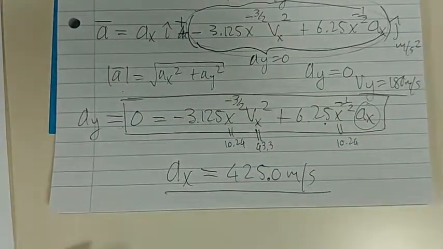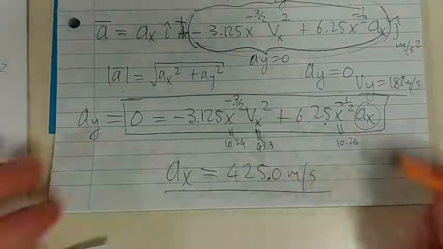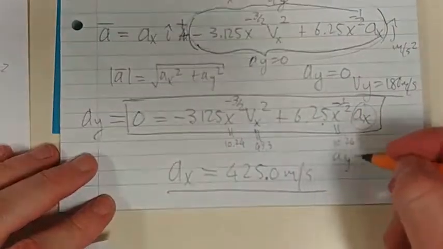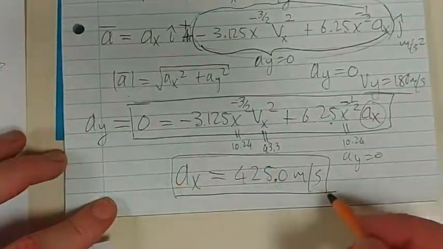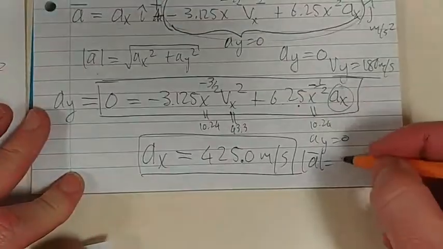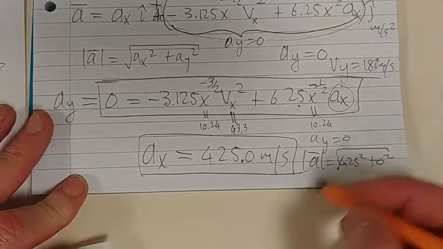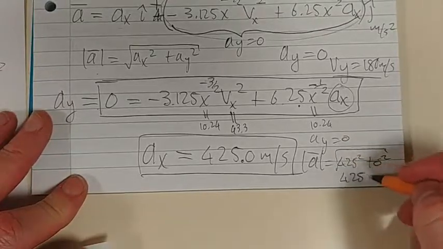Again, you'll probably see that is quite off from the answer in the back of the textbook. But please forgive my initial mistake. Hopefully you're getting the big picture. And we know that ay is 0, so that is our magnitude. The magnitude is the square root of 425 squared plus 0 squared, which is just 425.